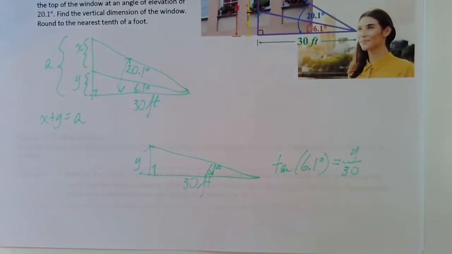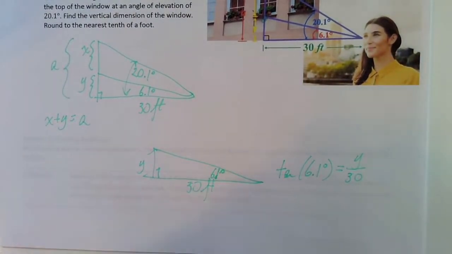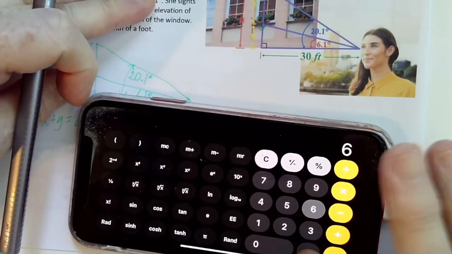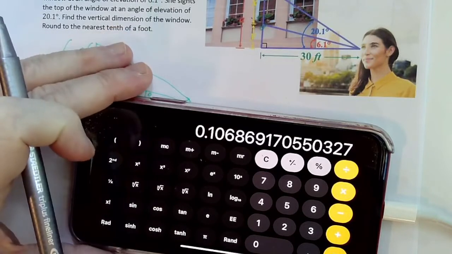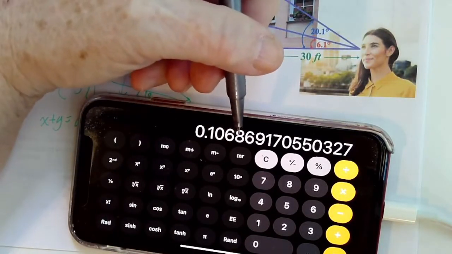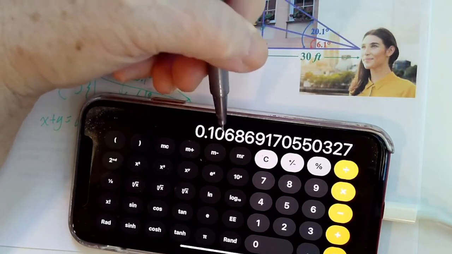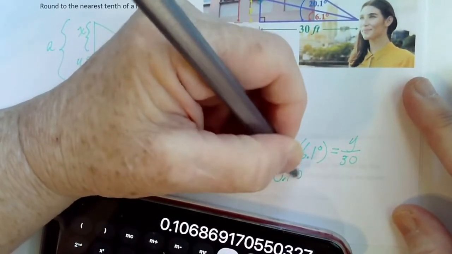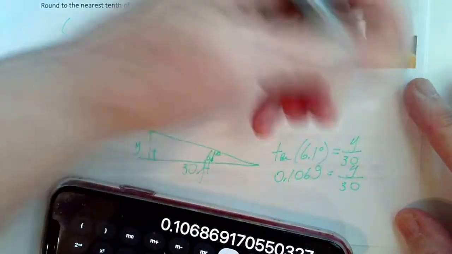And let's see. So we have 6.1 tangent 0.1068, but if I look to the right of the 8, I have a 6, so this is going to be 0.1069. And that equals y over 30.